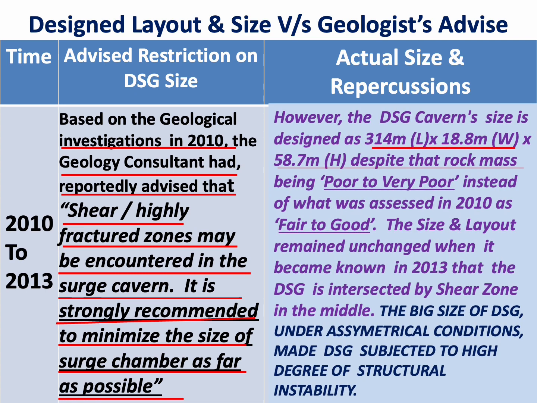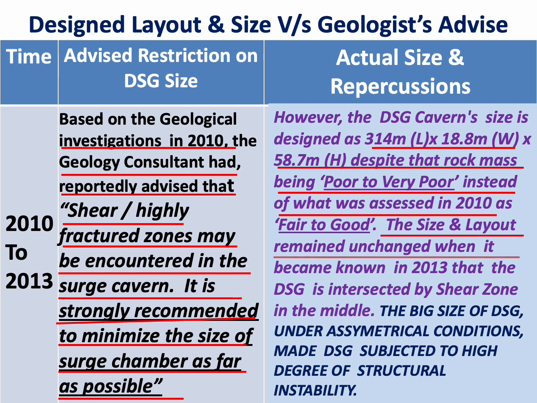However, the DSG cavern size is designed as 314 meter length, 18.8 meter width, and 58.7 meter height. Despite the rock mass being poor to very poor, instead of what was assessed in 2010 as fair to good, the size and layout remained unchanged for the DSG when it became known in 2013 that the DSG is intersected by shear zone in the middle. The big size of DSG under asymmetrical conditions thus made the Downstream Surge Gallery subjected to high degree of structural instability.